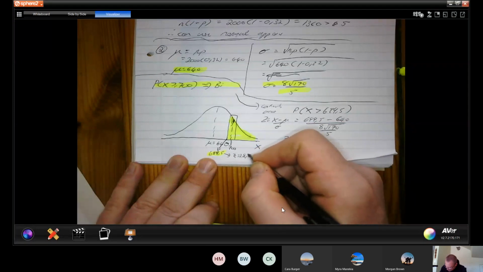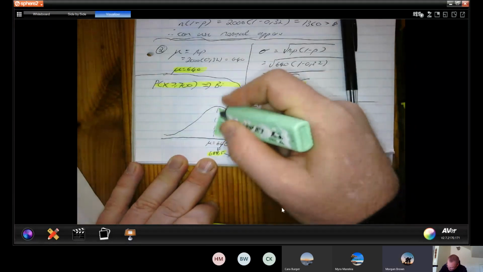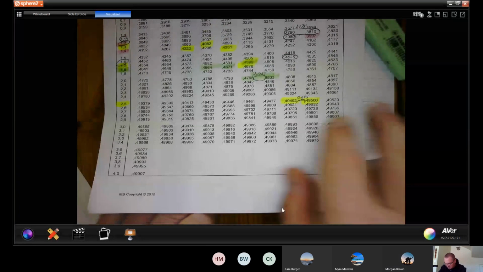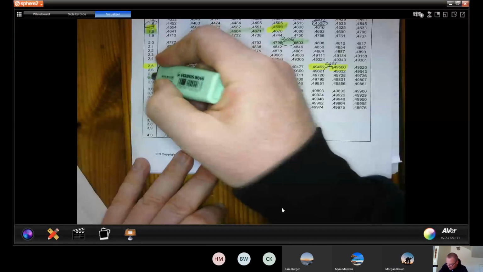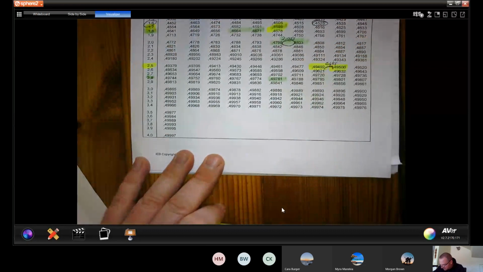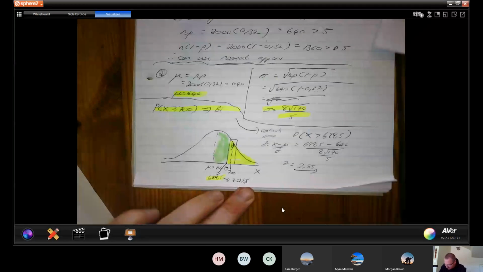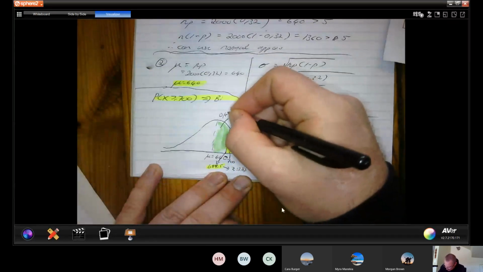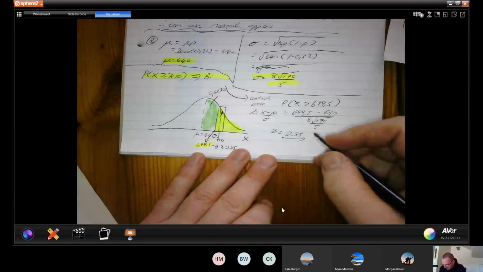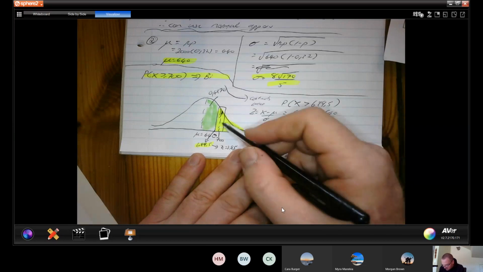So let's go find the green area. Let's look up 2.85. Let's double check: 2.8, and then 5. 0.49781, did you say? Well done, Morgan. 0.49781. So that's this area over here. And then you're going to have to say the area we want in yellow.